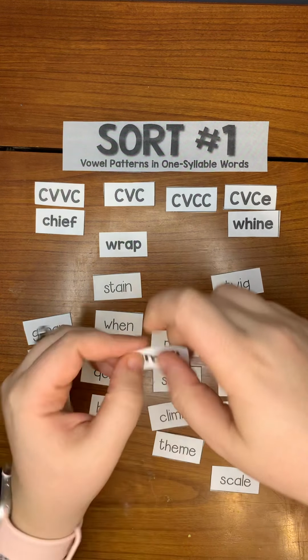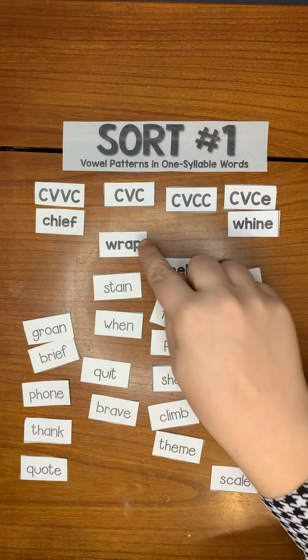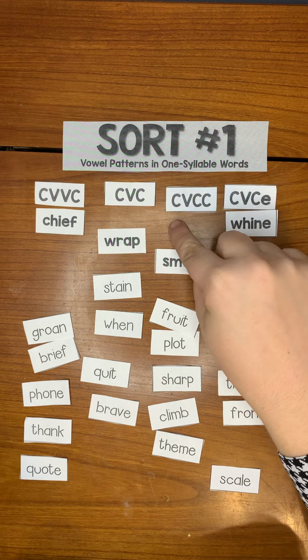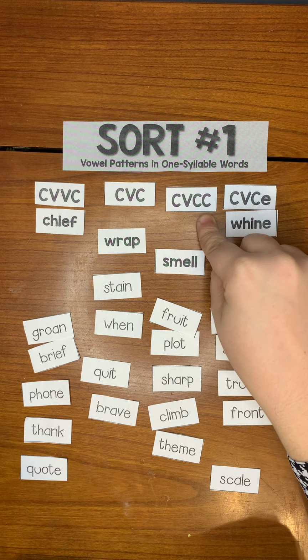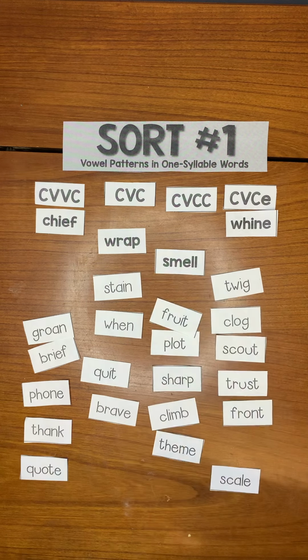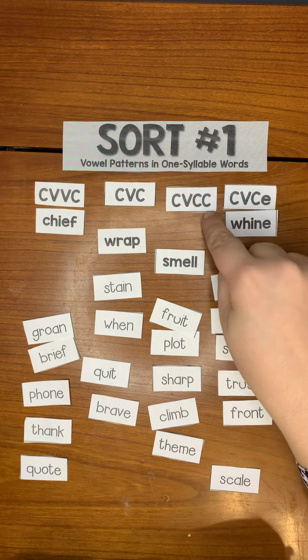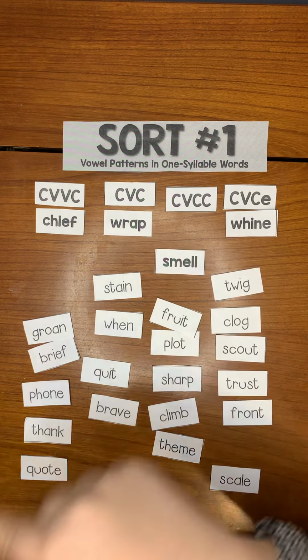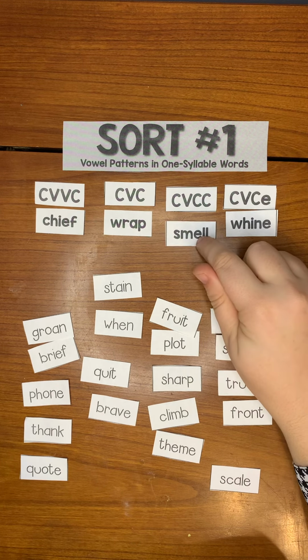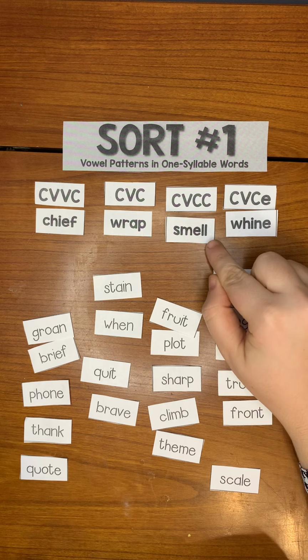And that makes it a little easier for my other 2. So I have wrap and smell. One of them is CVC and one of them is CVCC. Wrap has a consonant before the A and a consonant after the A, but it doesn't have an extra consonant after that, so that is my CVC word. And smell has consonant, vowel, consonant, consonant.